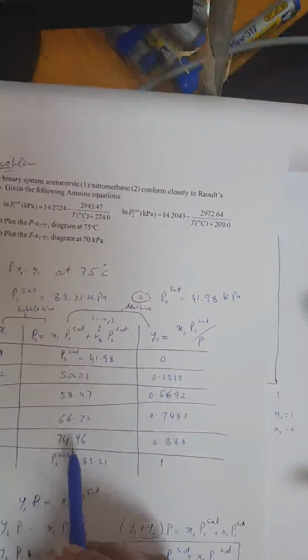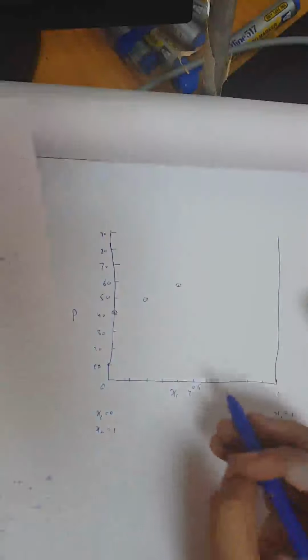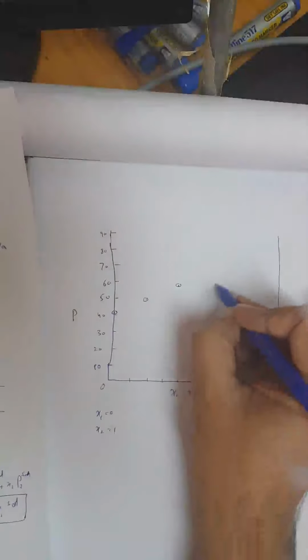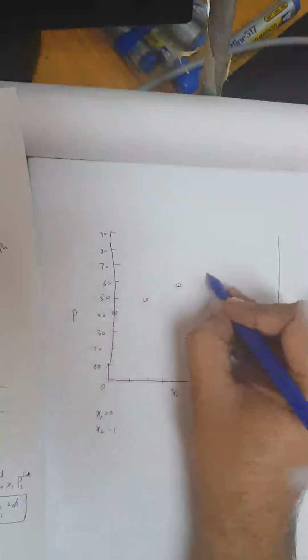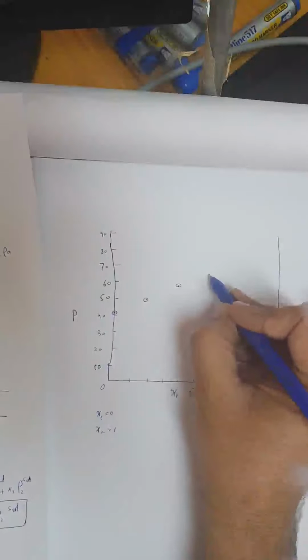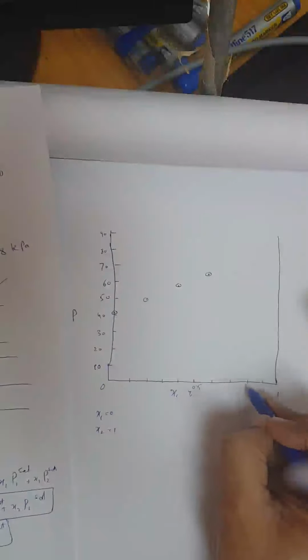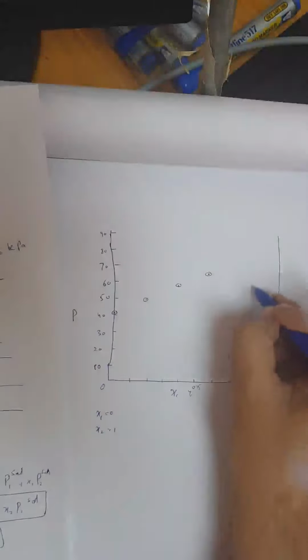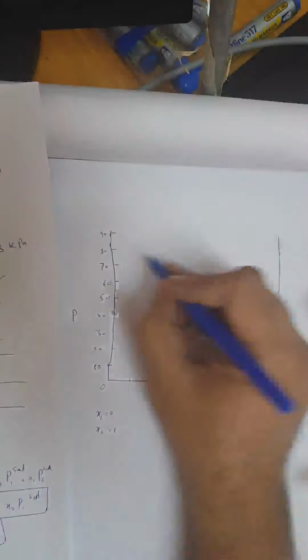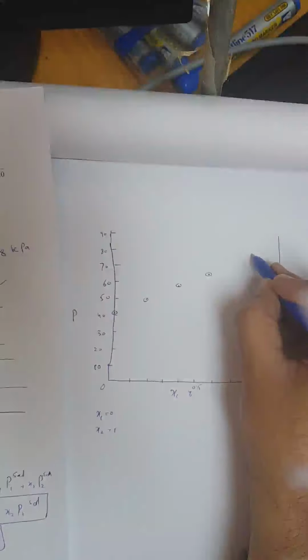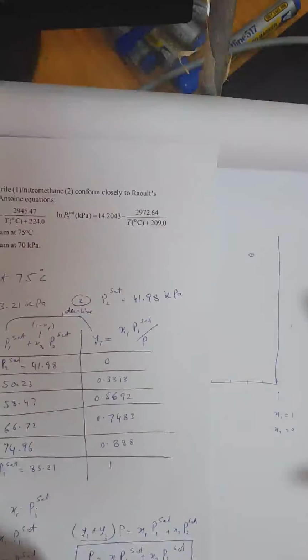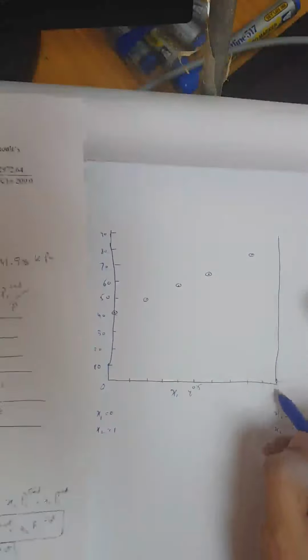Then we have 0.6, 66.6. We go up somehow here. And 0.8, we have 75. 74.96, so it means 75. So 75 somehow here. And 1, 83. So 1, we have 80.